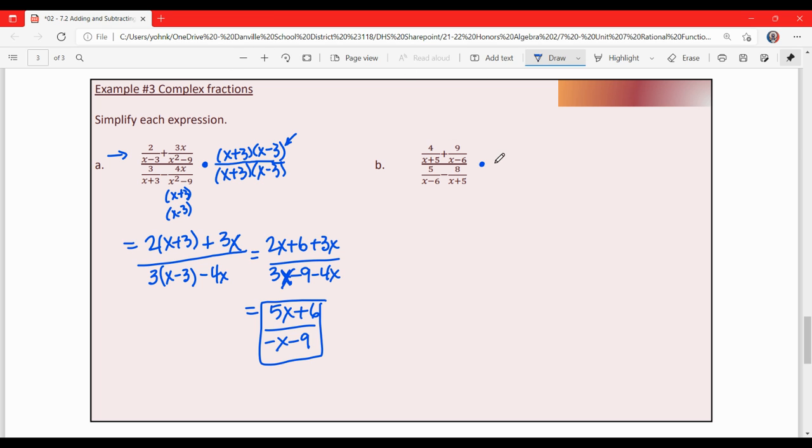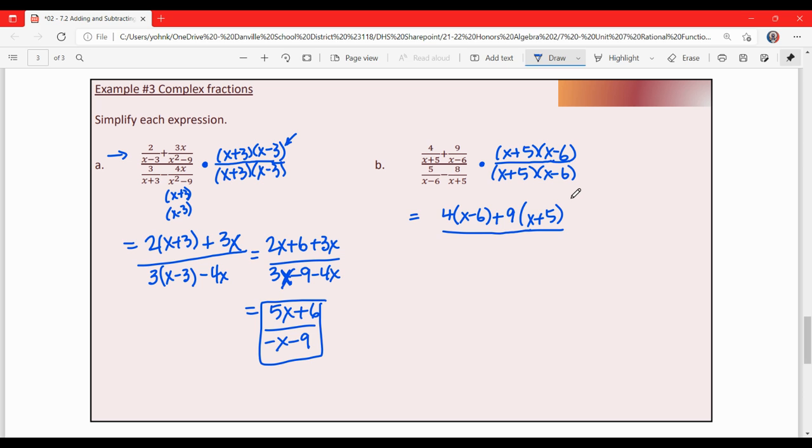All right, let's do the same thing for b. I have x plus 5, x minus 6, x minus 6, x plus 5. So it looks like I'm going with x plus 5, x minus 6. All right, so let's see what we got. So in the numerator, I have a 4. Now the x plus 5s are going to cancel, and so I'm left with x minus 6. Then there's a plus, then there's a 9. The x minus 6's will go away, and I have an x plus 5 left over.